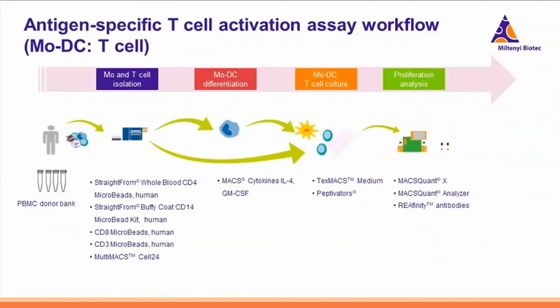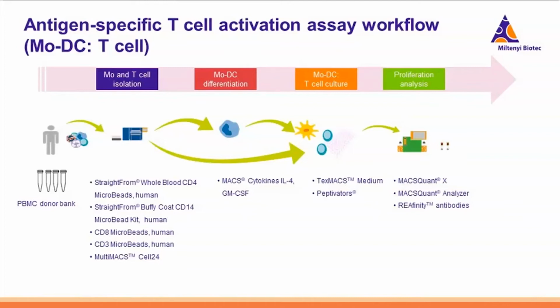So this is a workflow of antigen-specific assay using MoDC and T cells. Here we also need monocytes and T cell isolation. So again, different CD microbeads, including straight from whole blood CD4 microbeads, straight from buffy coat CD14 microbeads, as well as CD8 and CD3 microbeads. And our technology, MultiMACS Cell24, suits well here to run a large number of samples.